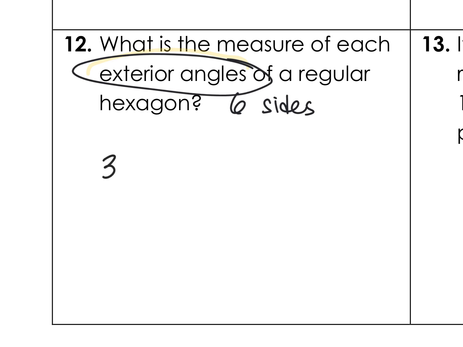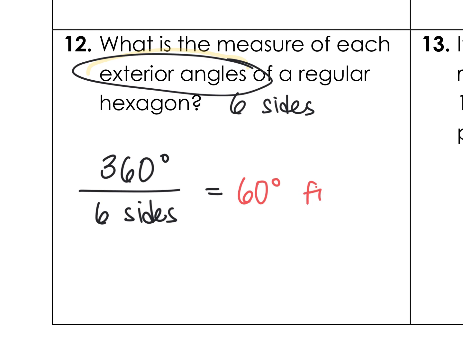360. Okay, so 360 degrees, and I divide by my number of sides. How many? 6. 6 sides or 6 angles, doesn't really matter. It's going to have 6 interior angles. It also will have 6 exterior angles. Can you please solve? What would that give me? Yeah, 60 degrees. So 60 degrees for each.